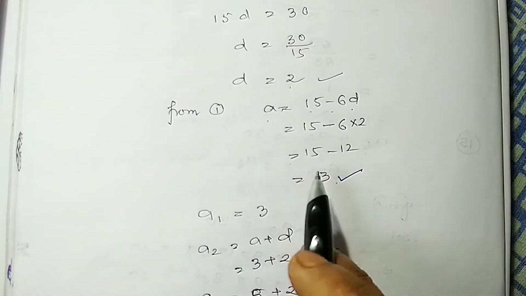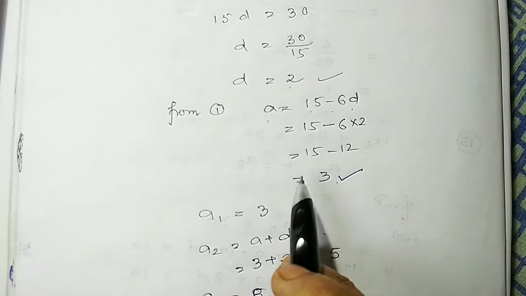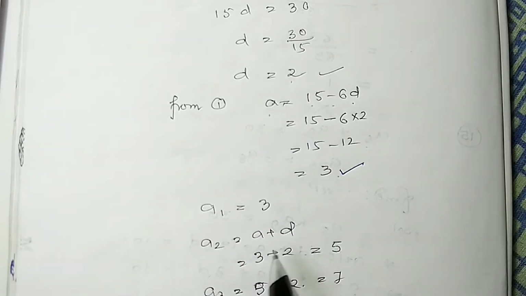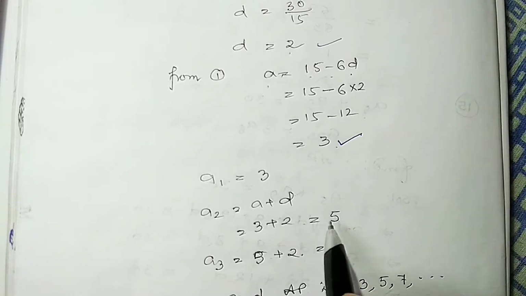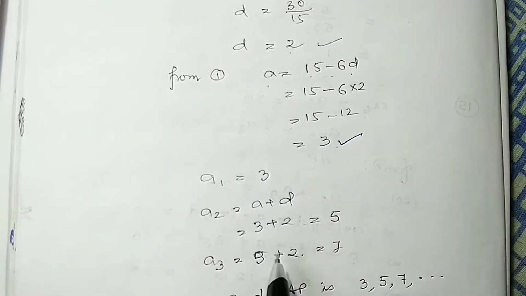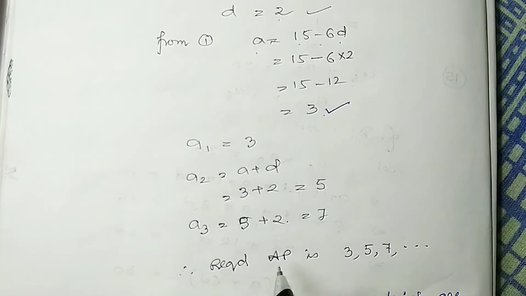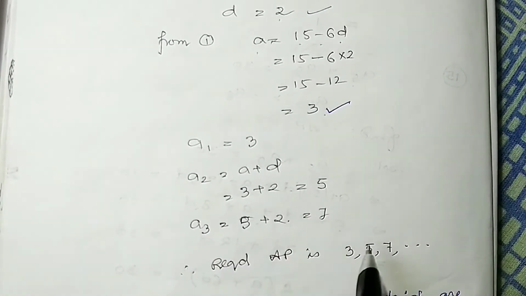So here the first term will be 3, the second term will be first term plus common difference, 3 plus 2, 5. The third term will be second term plus common difference, the second term is 5 and the common difference is 2, 5 plus 2, 7. Therefore the required AP is 3, 5, 7 and it will continue.